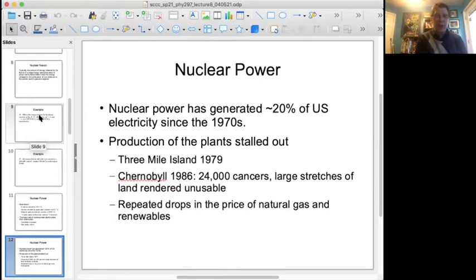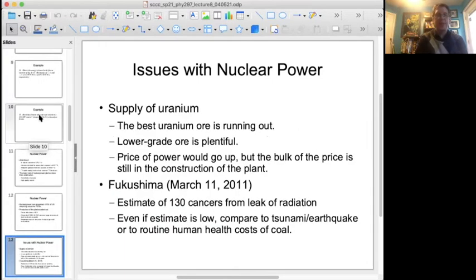Also Fukushima in 2011 in Japan. But perhaps most significantly, natural gas and renewables have dropped in price, where the cost of nuclear power has gone upwards. The best uranium ore is running out. So that would cause a further increase of the price, but it's still fairly small relative to the construction of the plant.